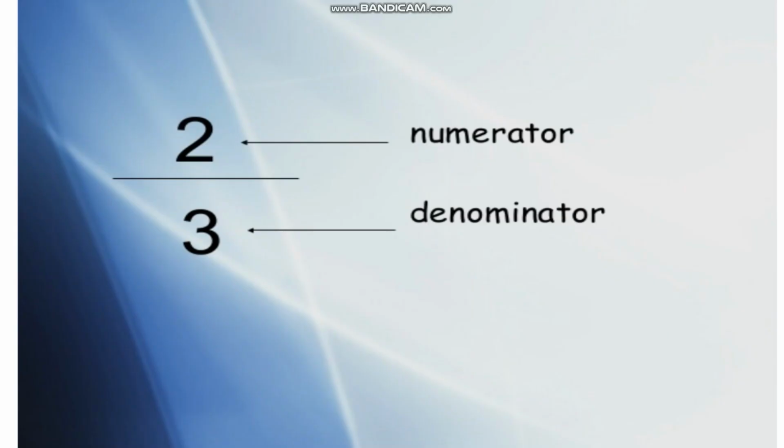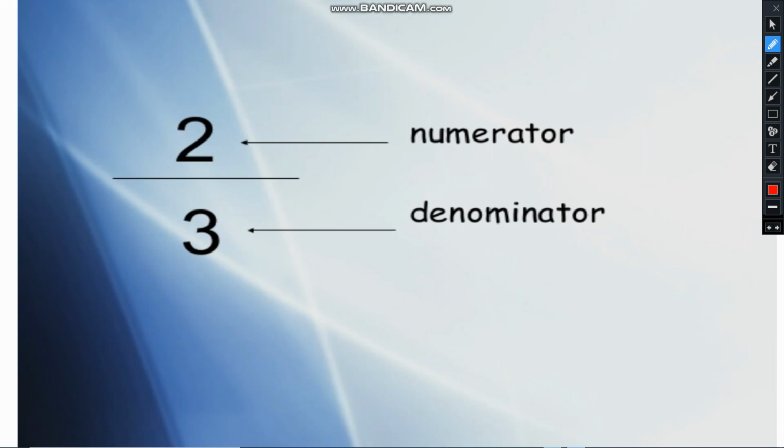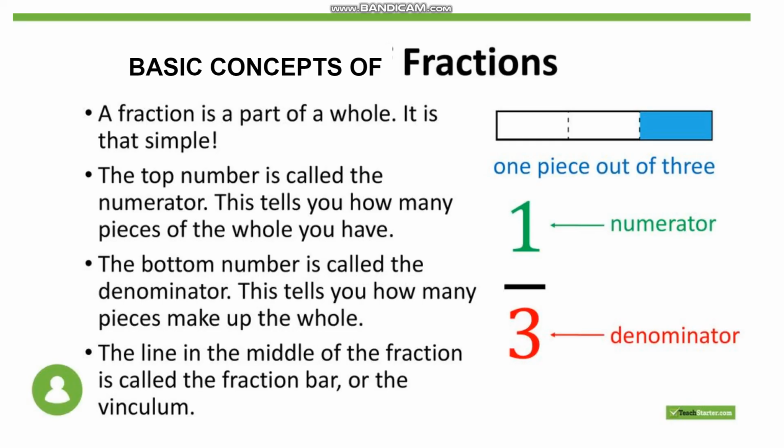Now let us understand what a numerator and denominator is. Now see children, when we are writing a fraction, we write it like this. So this is a fraction. The part which is on the top, here it is 2, this is the numerator, and the number which is below is called the denominator. So we have one numerator and one denominator.